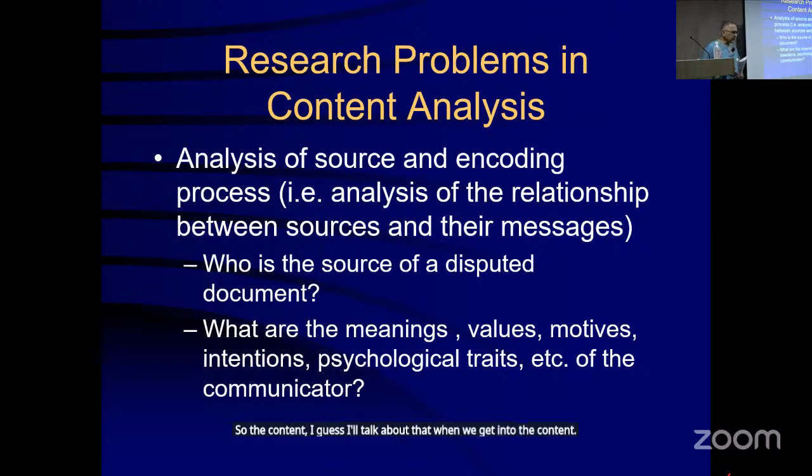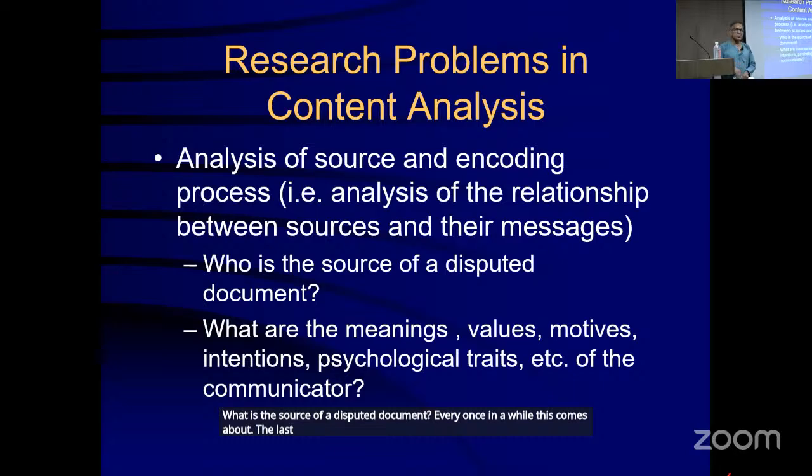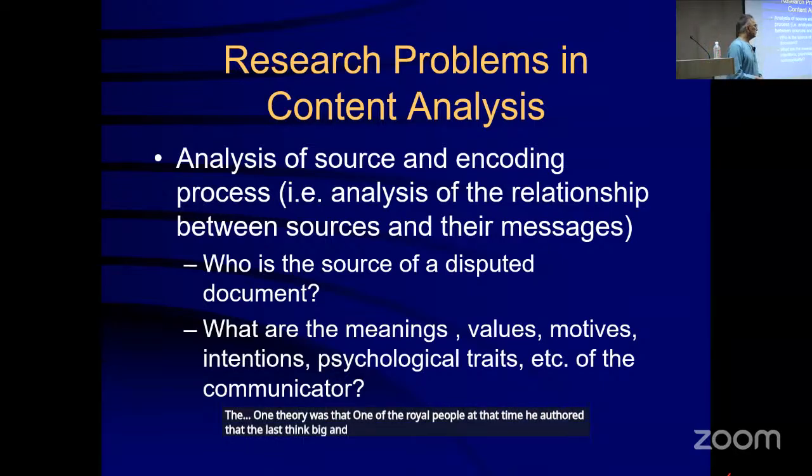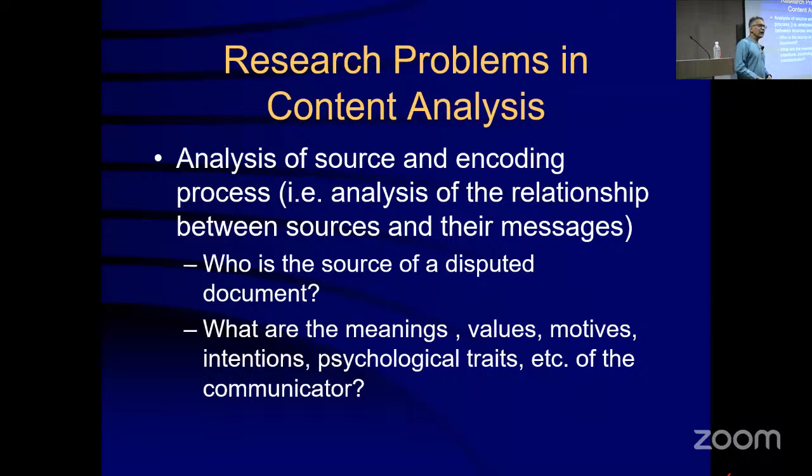What is the source of a disputed document? Every once in a while this comes up. The last book, was it written by Shakespeare, or was it written by somebody else? That remained a disputed document. One theory was that one of the royal people at that time authored it, not Shakespeare. But content analysis showed that the author was Shakespeare.